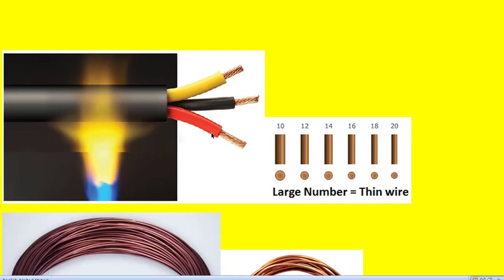So this is a 3-core cable that you can see here. This is one wire, this is another wire, this is another wire. And if you look at this, you find here this is 10 gauge, this is 12 gauge, this is 14 gauge, this is 16 gauge, this is 18 gauge, 20 gauge. If you look at this, the diameter of 10 is large, whereas the diameter of 20 is very small. So that means the larger the number, the thinner the wire, or the diameter is less. So a large number is equal to a thin wire. So that's why we find the conductor size is less.